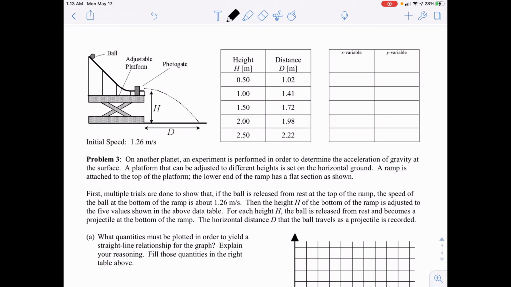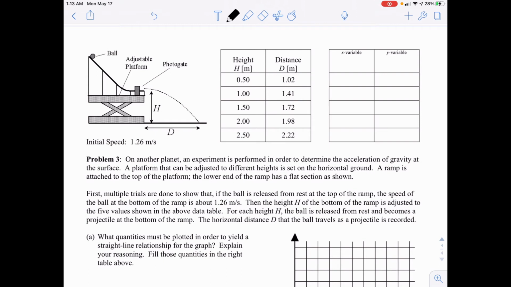The height from the bottom of the ramp is adjusted to the 5 values shown in the data table. For each height h, the ball is then released from rest and becomes a projectile at the bottom of the ramp. Horizontal distance d that the ball travels as a projectile is recorded.